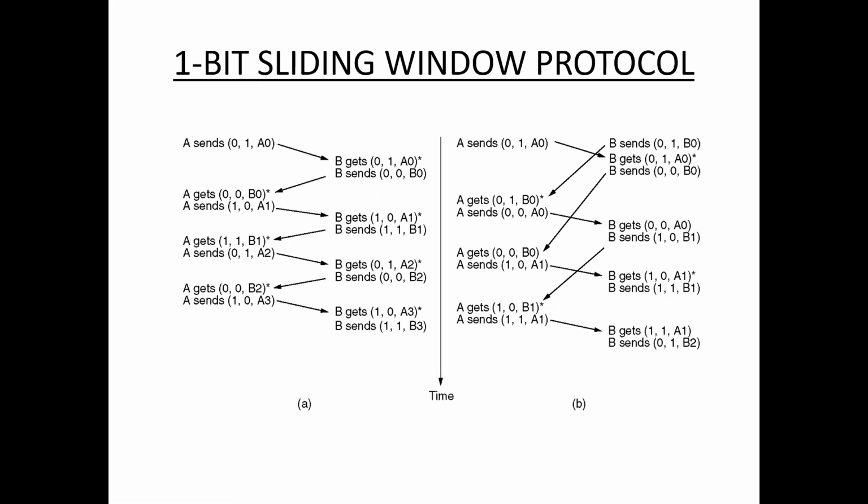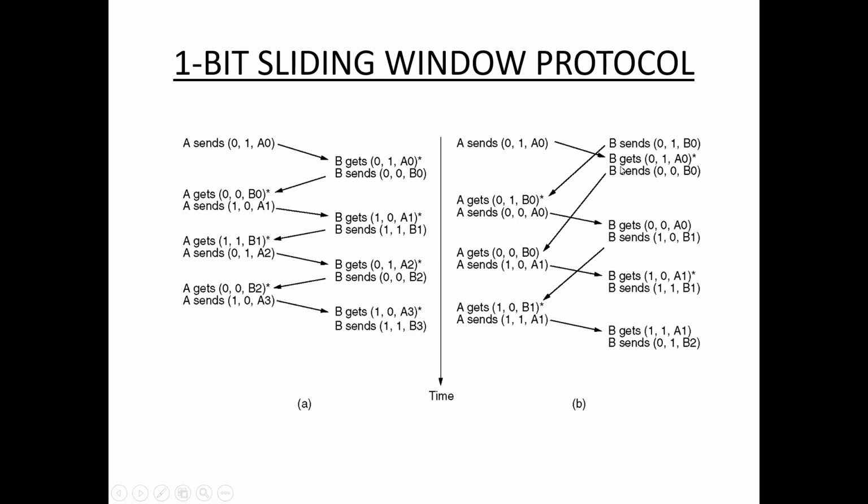That means B sends the data before getting the data from A. A and B simultaneously send the data at a time. A sends 0, 1, A0 and B sends 0, 1, B0. So B gets 0, 1, A0. And next, B unnecessarily resends 0, 0, B0. Why? Because B already sent 0, 1, B0.